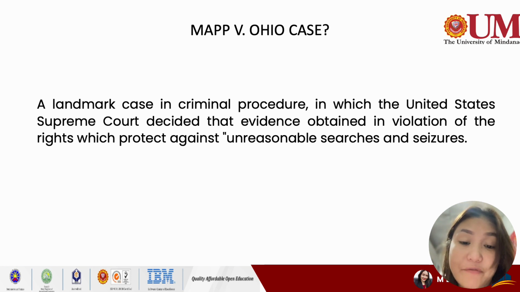And we have right here the Mapp versus Ohio case. It is a landmark case in criminal procedure in which the U.S. Supreme Court decided that evidence obtained in violation of the rights which protect against unreasonable searches and seizures, that is, evidence obtained illegally, may not be used against someone in a court of law.